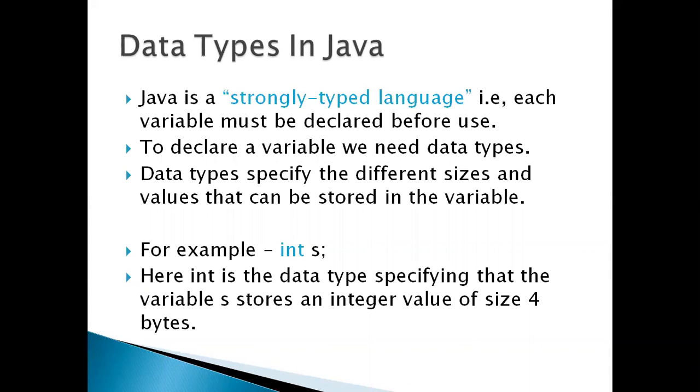So what is the use of data type? Data type specifies the different sizes and values that can be stored in the variable. For example, if I declare a variable named s having data type int, here int specifies that the variable s stores an integer value of size 4 bytes.